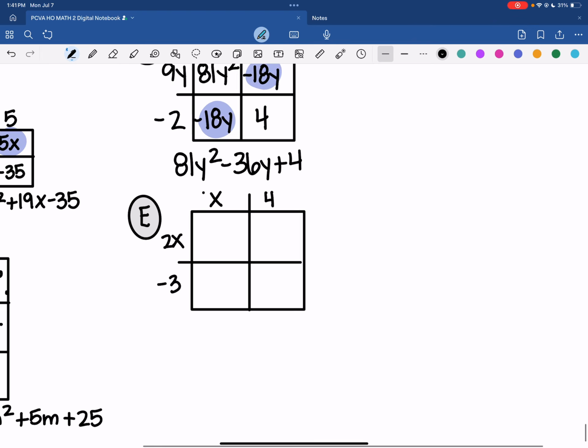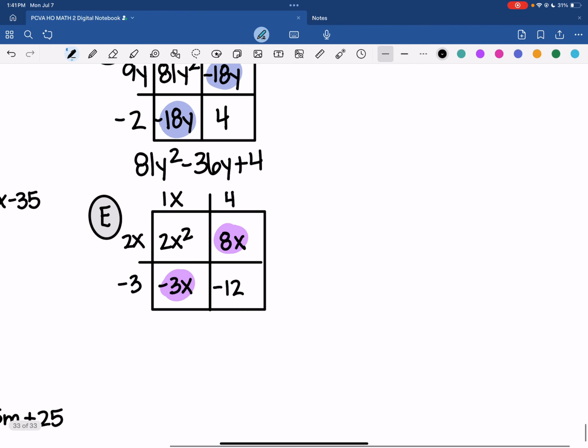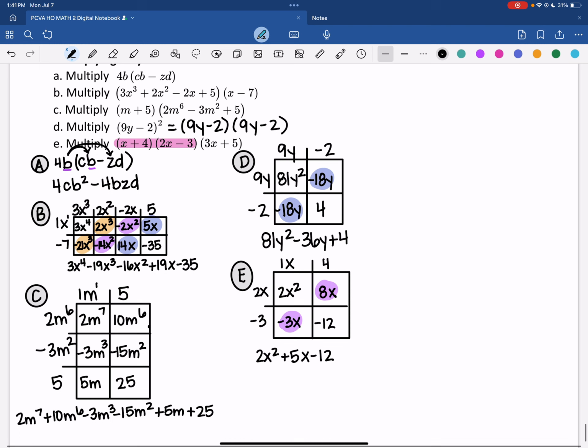All right, so remember there's a 1 there, so that's going to become 2x squared. 2x times 4 is going to be 8x. Negative 3 times 1x is negative 3x, and then negative 3 times 4 is negative 12. So we're going to combine our like terms. So our like terms here are negative 3x and 8x. So we have 2x squared plus 5x minus 12. Now, if you remember, that was just the first part that we found.